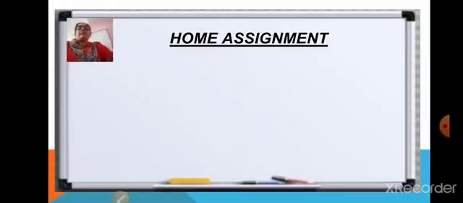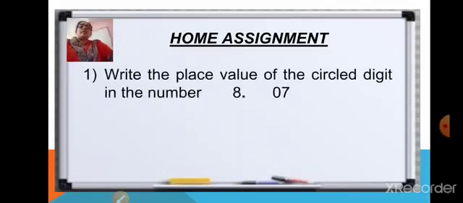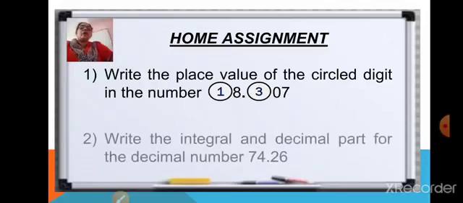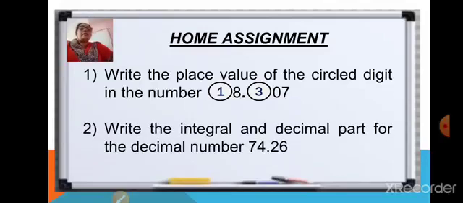Based on today's topic about the place value of the decimal number and the parts of the decimal number, that is integral and decimal part, 2 sums for you as home assignment, which you have to do in your homework. Write the place value of the circled digits in the number 18.307. The numbers 1 and 3 are circled. And write the integral and decimal part for the decimal number 74.26.